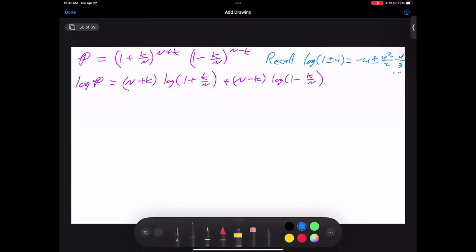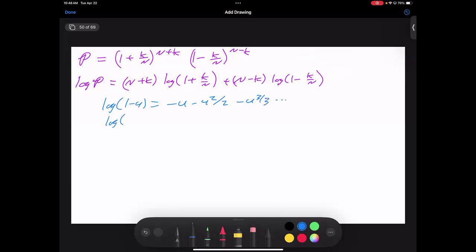Oh, sorry. I'm going to get it wrong if I try to do too many steps at once. So let me just do it slowly. Let me say the two ones. The log of 1 minus u is negative u minus u squared over 2 minus u cubed over 3 dot dot dot. The log of 1 plus u is u minus u squared over 2 plus u cubed over 3 dot dot dot. And again, you can check, once you have one of them, replace u with negative u, and you should get the other.